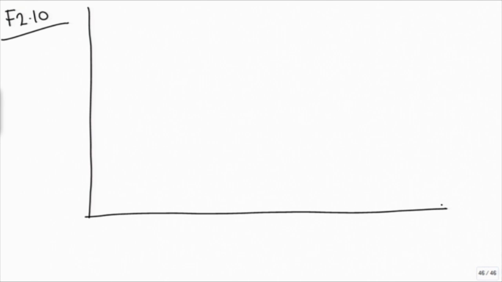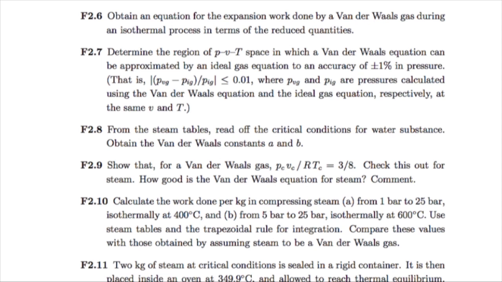Remember that our steam tables provide us tabulated values at some points, but not continuously. For example, to determine the work done in compressing steam, we will have to integrate PdV, assuming it to be a quasi-static process. If you take the B part, 600°C isothermal compression from 5 bar to 25 bar, if you come to table 3, you will find the 600°C isotherm is tabulated. You will see the required range from 5 bar to 25 bar on pages 12 and 13 of the steam tables.